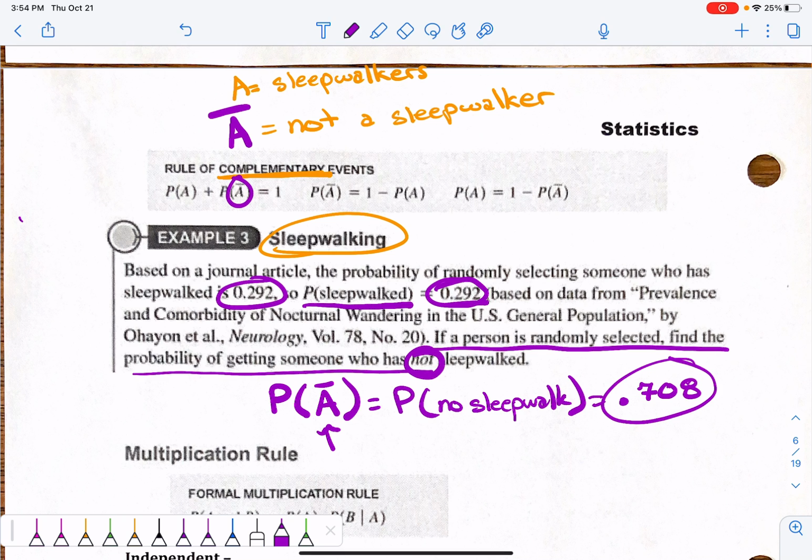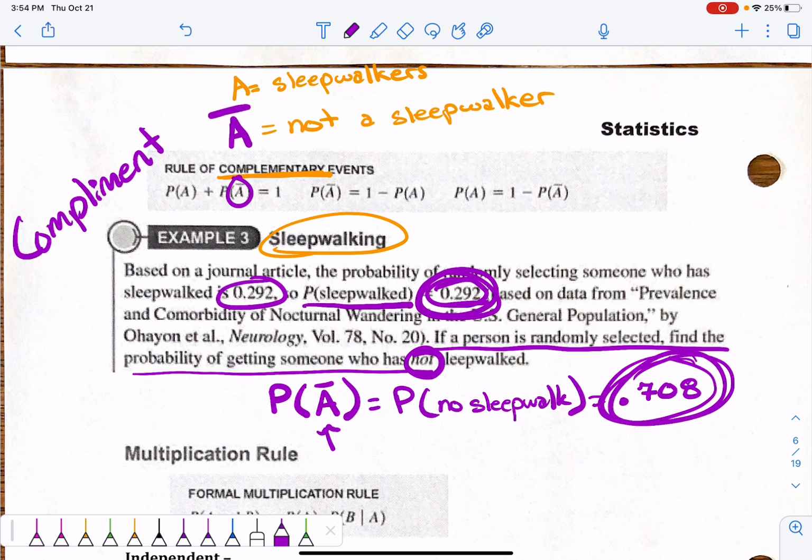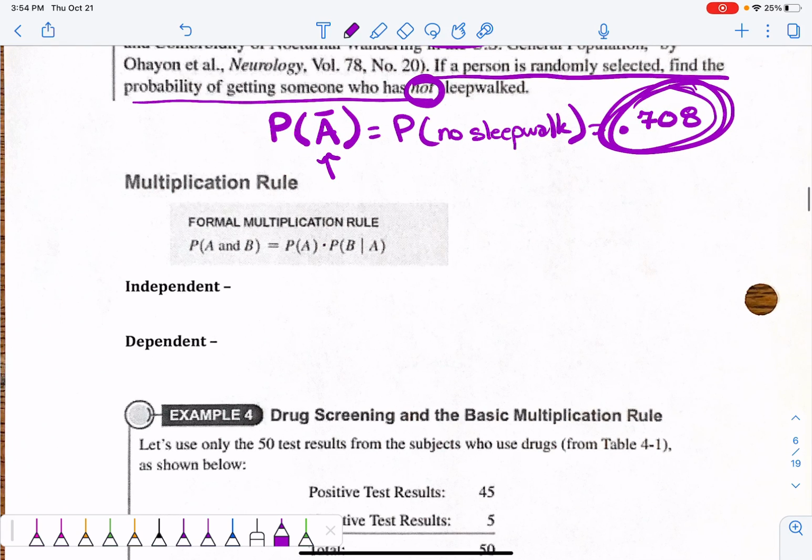So that is called a complement, because those two things complement each other, because this guy and this guy should always add up to be 100%. That's why they complement each other. They work together to make up that full 100%. Okay? All right, multiplication rule.